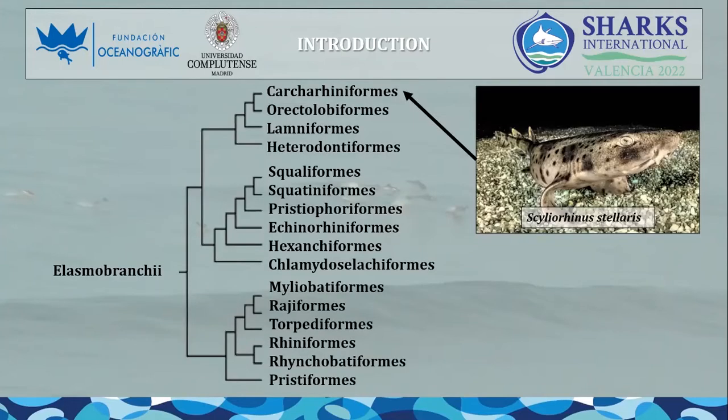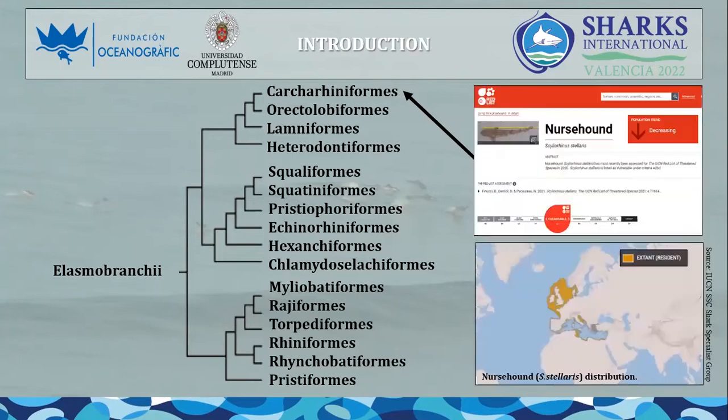fractions. The objective of this study was to perform plasma protein electrophoresis analysis using capillary zone electrophoresis in the Nussbaum's arc, a species belonging to the order Carcharhiniformes, which is distributed in the northeastern Atlantic Ocean and the Mediterranean Sea, and is considered vulnerable by the IUCN Red List, with a decreasing population trend.